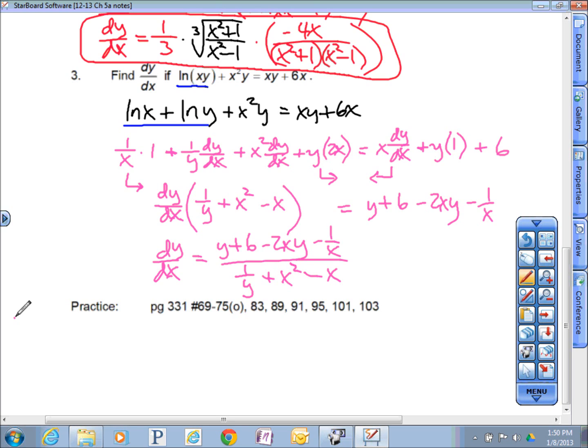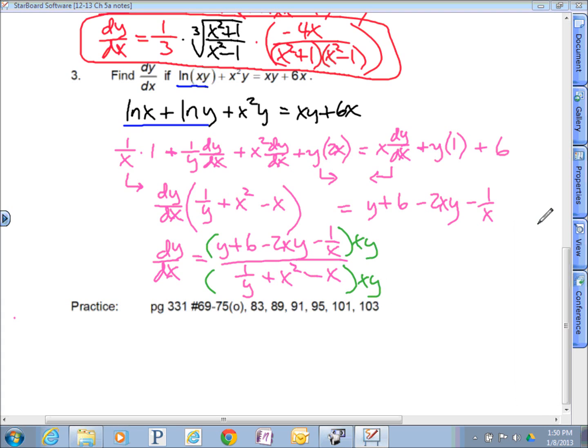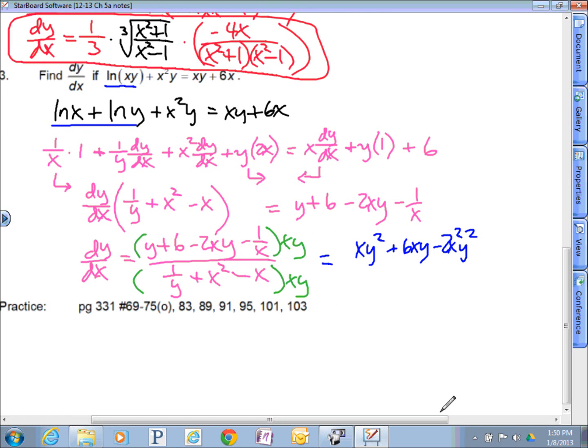Now, everybody knows that there are 2 issues here. First off, they're never going to give you a standardized test answer or anything like that, nor anywhere else, that's got fractions inside of fractions. So let's make a real quick multiplication here of xy on the top and on the bottom and clean it up. And if I clean it up, I think we'll end up with a result here of my derivative being x times y squared plus 6xy minus 2x squared y squared minus x's cancel y, over the top of x plus x cubed y minus x squared y.